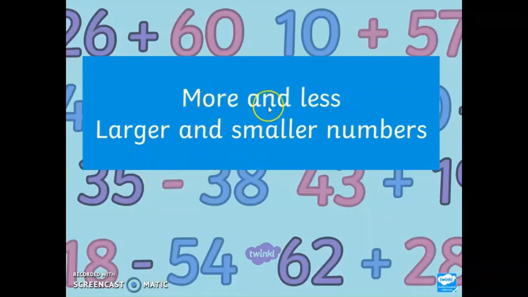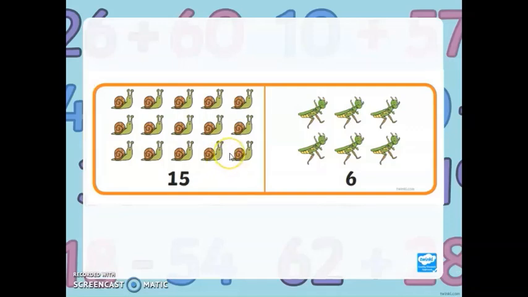Our next activity is more and less along with the larger and smaller numbers. Students, in this activity, you will count the number of objects and then you will see which objects are more in number and which is less in number. As you can see in front of you, we have two different pictures. In one box we have snails, in the next box we have grasshoppers. Students, for your ease, we have written the number below each picture.